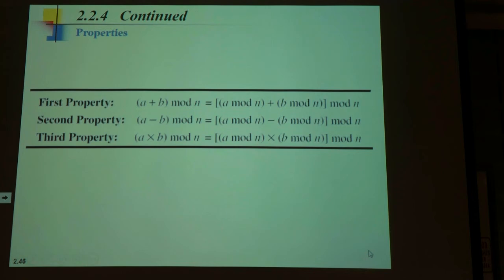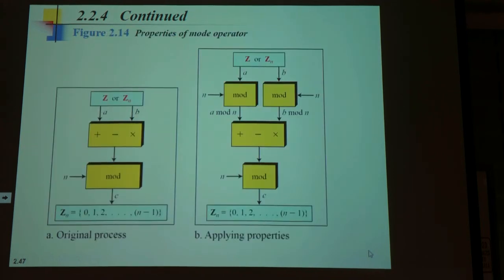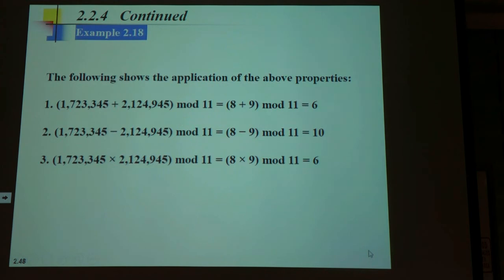So what are the properties? Let's take a look at our first property. a plus b mod n equals a mod n plus b mod n, everything mod n. Likewise, a minus b is a mod n minus b mod n, everything mod n, and the same for multiplication. Alright, so let's take a look.